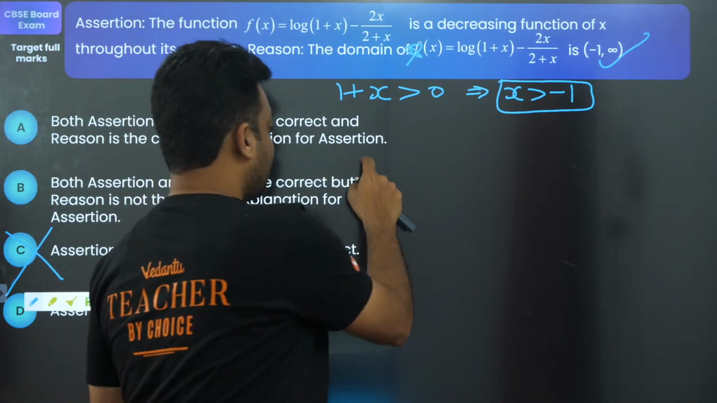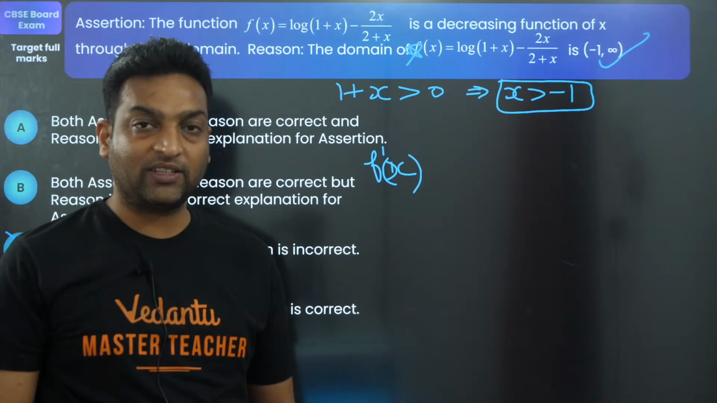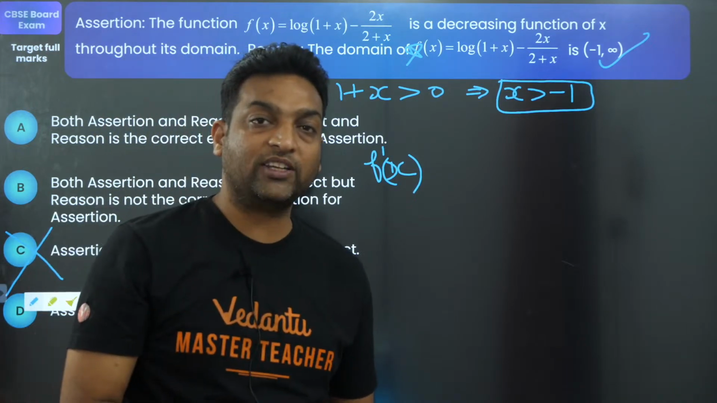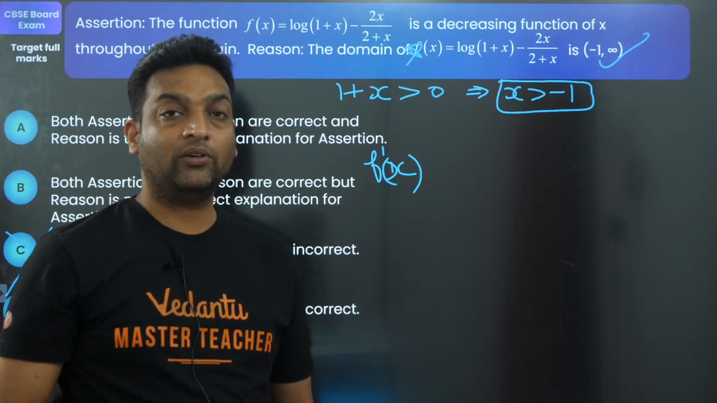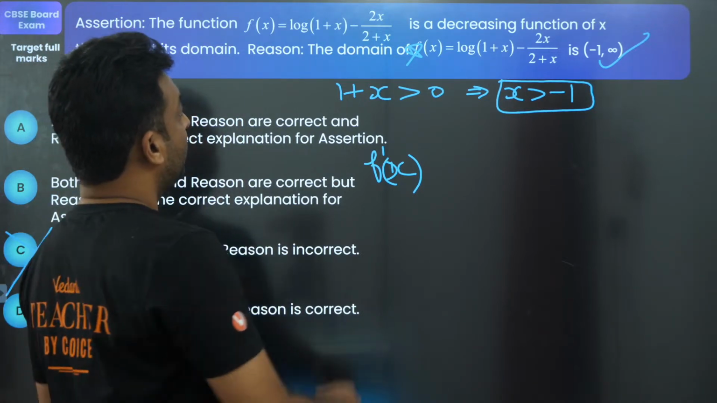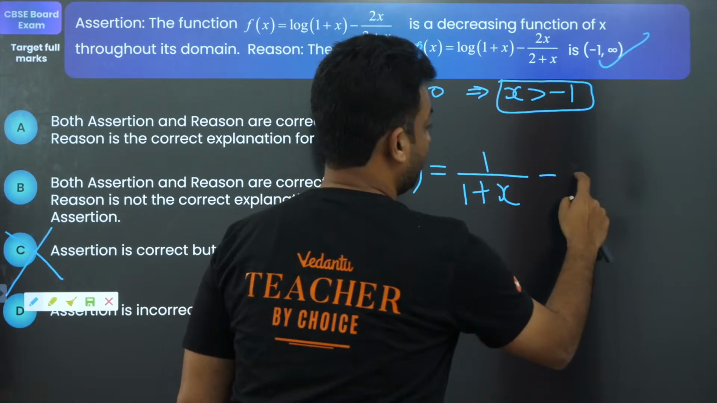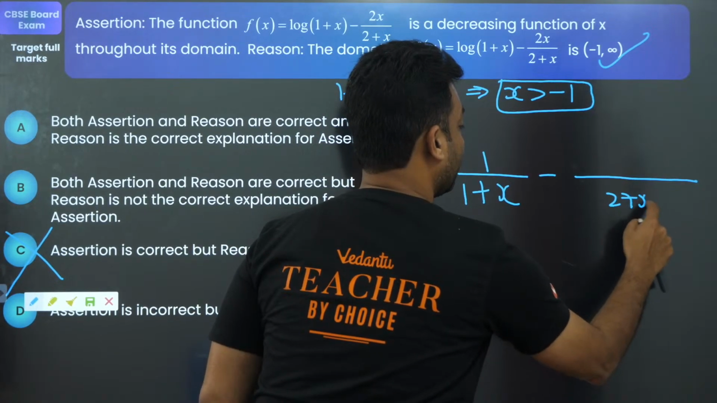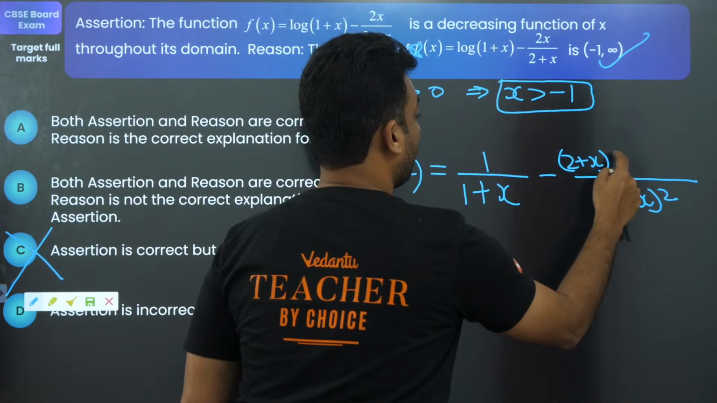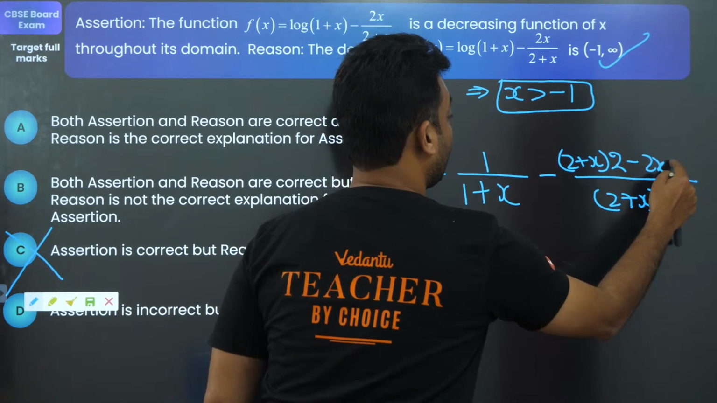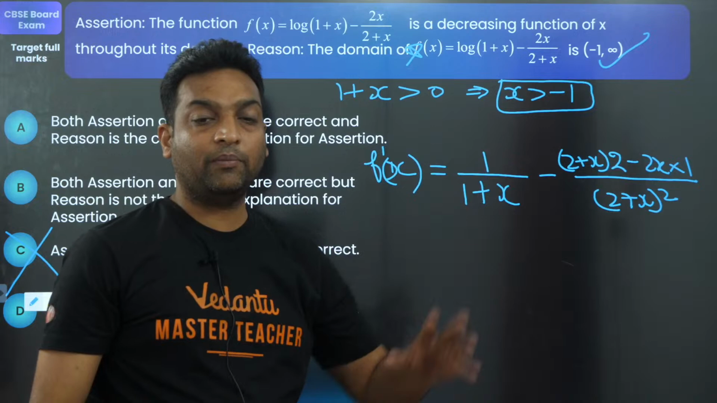Now to tell whether this function is increasing or decreasing, we need to find f dash x. If f dash x is positive, the function is increasing. If f dash x is negative, then the function is decreasing. So what is f dash x? 1 upon 1 plus x minus, denominator whole square, 2 plus x whole square, denominator into derivative of numerator minus numerator into derivative of denominator. Rest you can take the LCM and simplify.